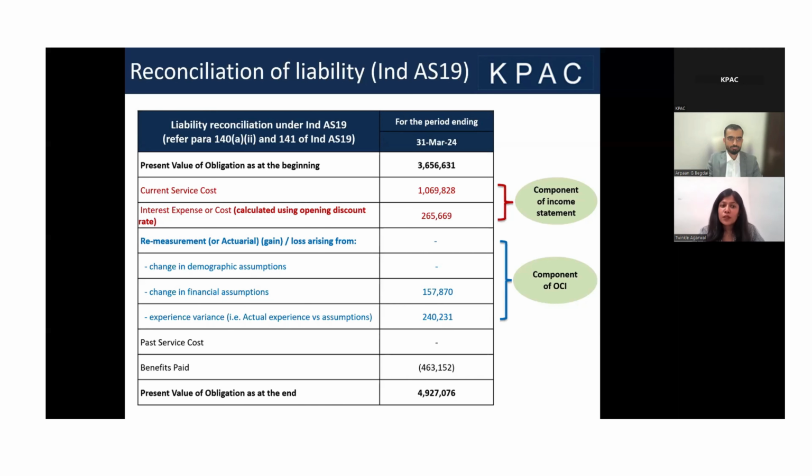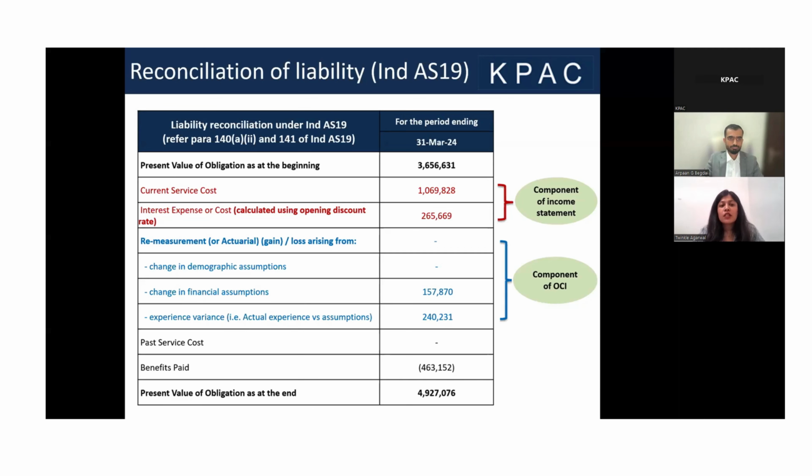So the first component is the current service cost. This reflects the cost of additional benefits earned by the employees as they complete another year of service in the organization. This component is recognized under the income statement.